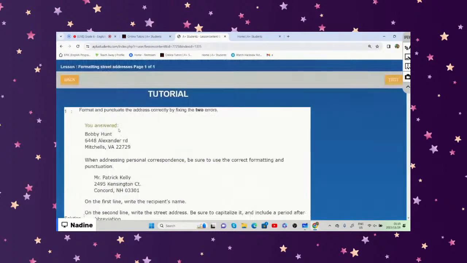All right, so now we said format and punctuate the address correctly by fixing the two errors.